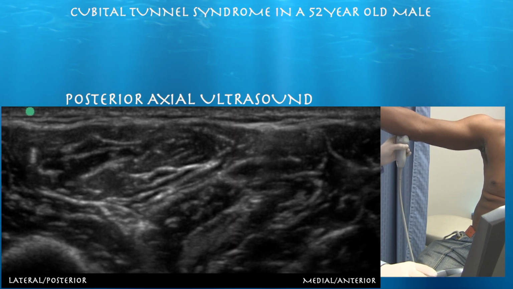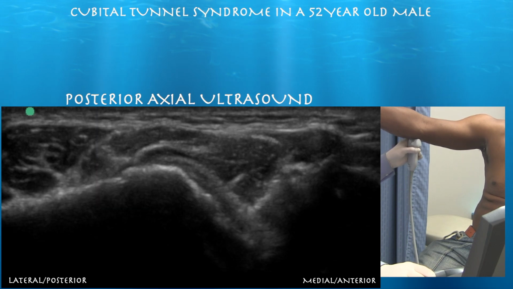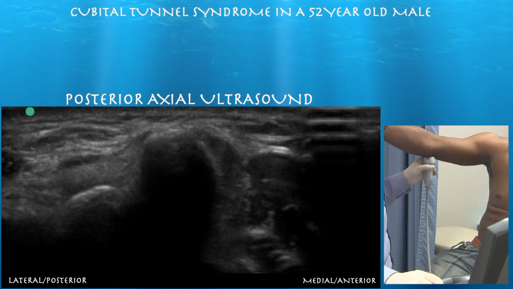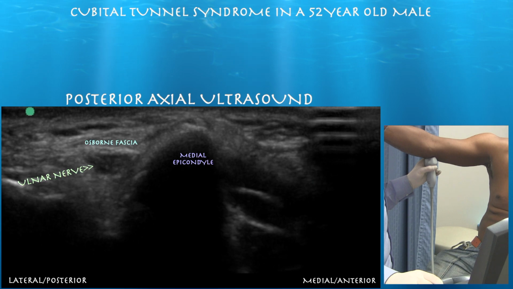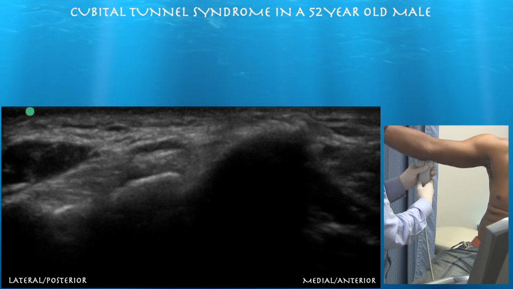Now we're going distal to proximal. Here we're just following the nerve proximally towards the elbow, and you can see how it becomes thickened and irregular in shape, consistent with this patient's cubital tunnel syndrome. You can see how the ulnar nerve sits on top of the posterior bundle of the ulnar collateral ligament.